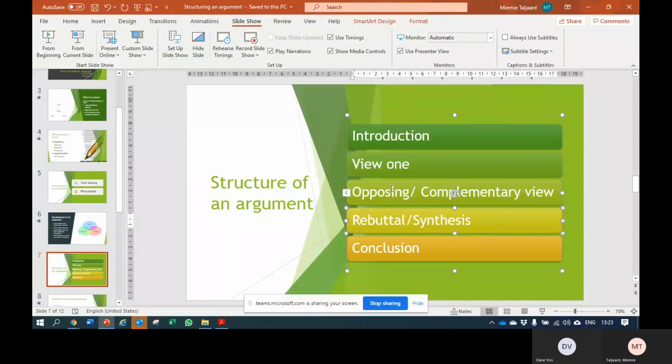I'm going to repeat it because I kind of interrupted myself. You have an introduction, you give a view. Then you get a view from somebody who does not agree with you. And in your rebuttal, you explain why the opposing arguments are not convincing. Or you can also say, but it's not necessary to have only one approach. From my opponent, I learned X, Y, and Z, and that can be added to my view.